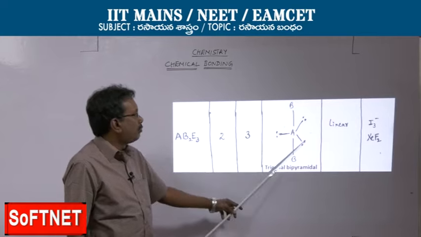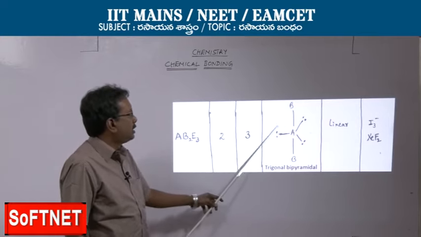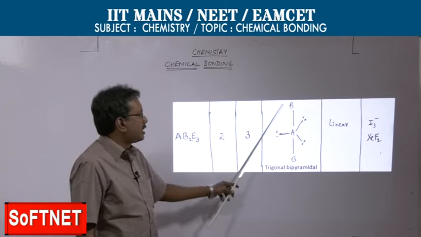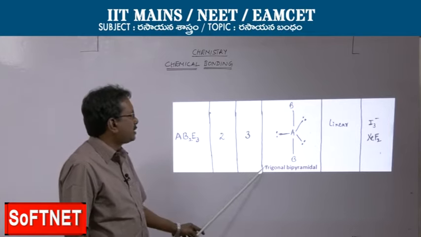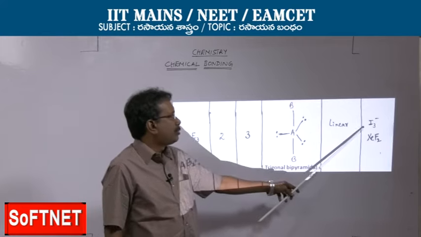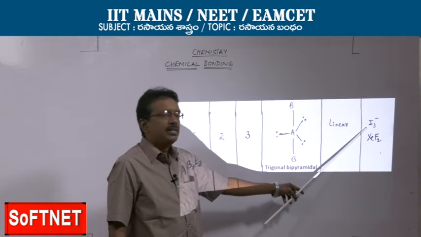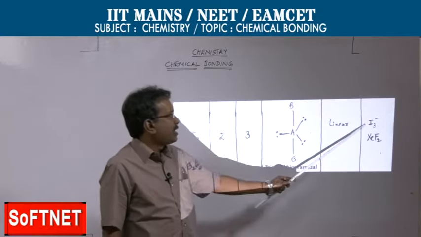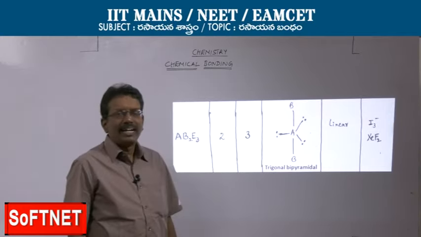Next, AB2E3 type means 2 bond pairs and 3 lone pairs. So all 3 lone pairs occupy equatorial positions. Then if you remove these lone pairs, the shape of the molecule becomes linear. The electron pair geometry is trigonal bipyramidal. 2 examples I am giving here: one is the I3 minus ion, triiodide ion, and another one is XeF2.